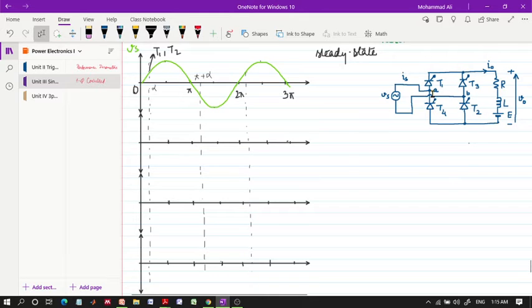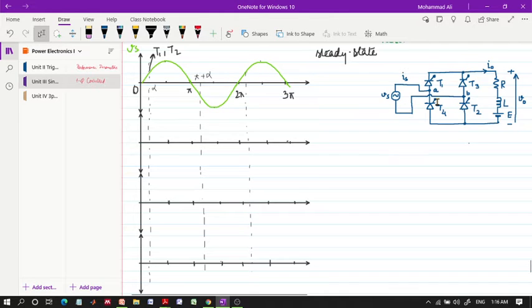So let us say that we are triggering on or turning on T1 and T2 at angle alpha after 0. Okay, so what will happen? As it is the positive half cycle, this A will be positive with respect to B. So already T1 and T2 will be forward biased, right? T1 and T2 will be forward biased. By triggering it on, the current will start flowing from T1 through the load and through T2.